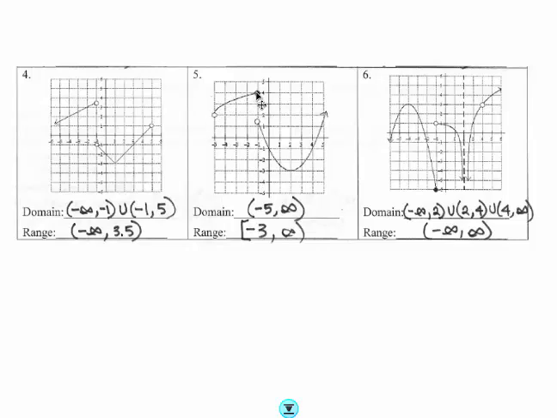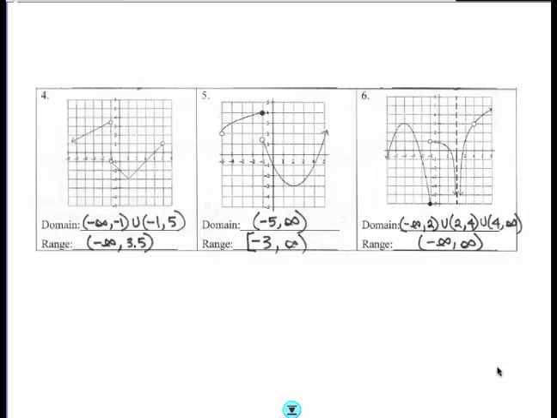Then we go to here at -1. It has a solid 1, so that's filled in. It jumps here, and then right after 1, it starts up with this graph here. So we're going to go on to infinity. For the range, the lowest spot it hits is -3, and it actually hits there, so that's a bracket. And then this keeps going up forever, so it's going to go on to infinity.